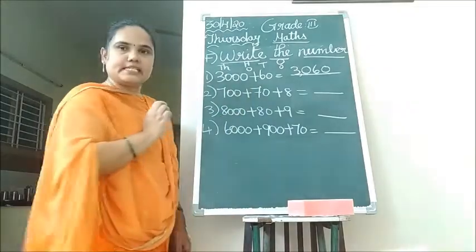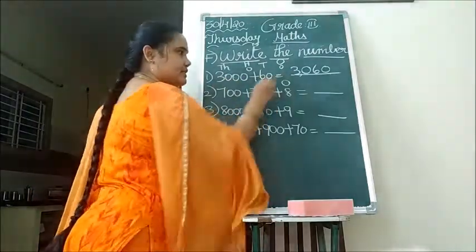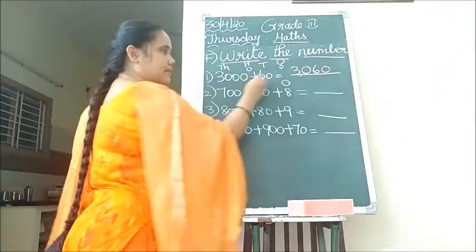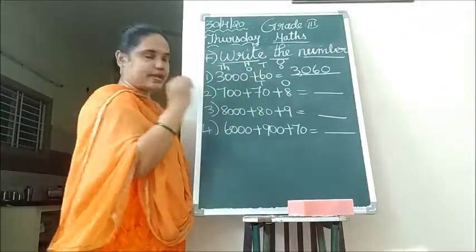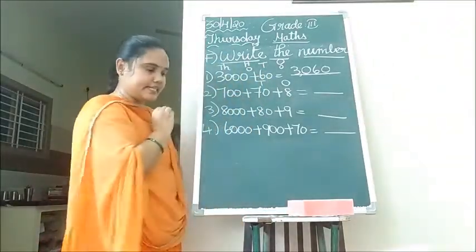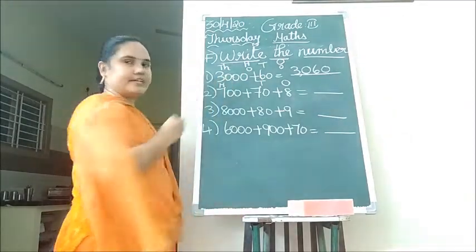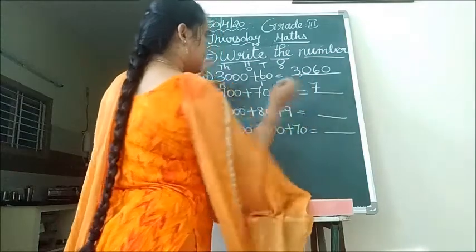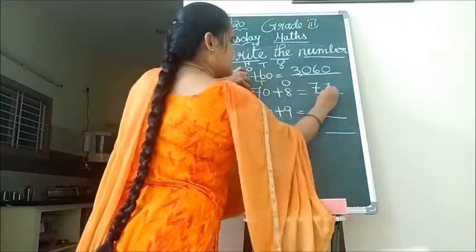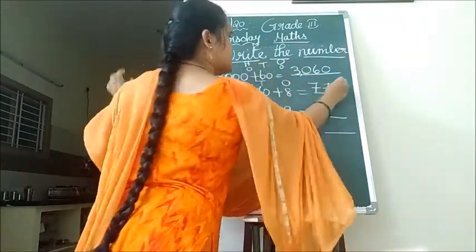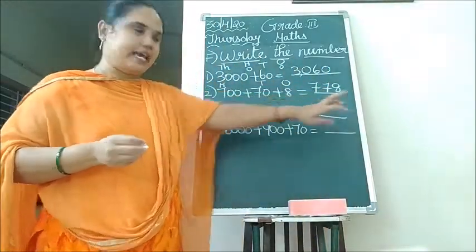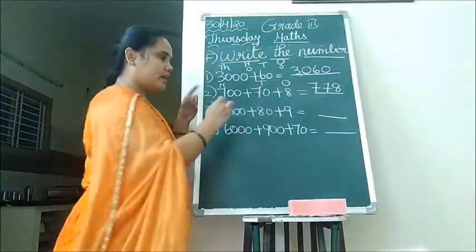See next one. 700 plus 70 plus 8. 8 is a single digit number. Single digit number means which place? Ones place. 70. Two digit number. Two digit number means which place? Tens place. 700. Three digits. Three digits means which place? Hundreds place. Now write the number. How many hundreds? 700s. How many tens? 7 tens. How many ones? 8 ones. So what is the number? 778.